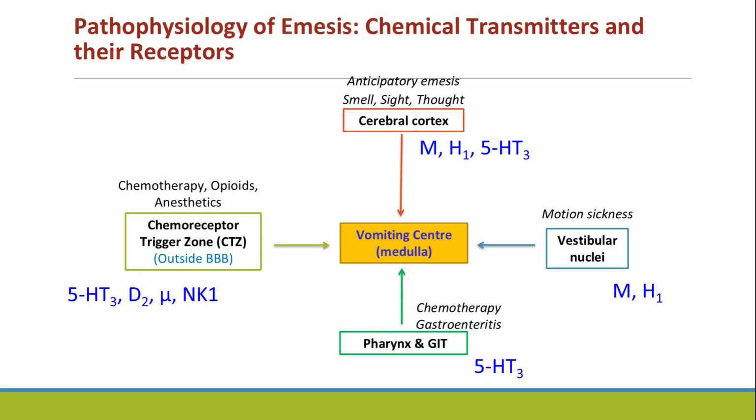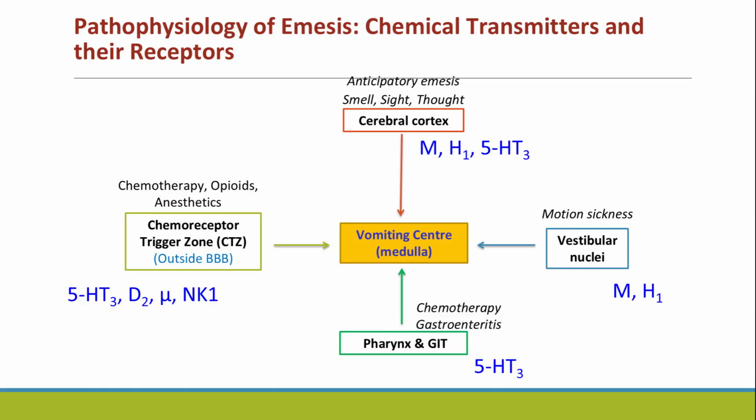Signals from the cerebral cortex explain anticipatory nausea. Patients may vomit simply by sight, smell, or thought, especially during chemotherapy. This is why benzodiazepines sometimes help, not because they block receptors in the gut, but because they reduce cortical anxiety and conditioned responses. Motion sickness originates from vestibular nuclei and uses histaminergic and cholinergic pathways. This explains why antihistamines and antimuscarinics are especially effective here, while dopamine or serotonin blockers are less useful. Thus, drug choice depends on the source of the stimulus.